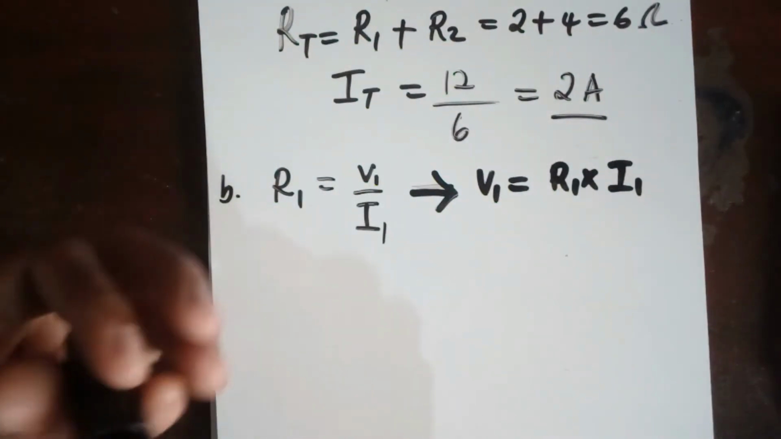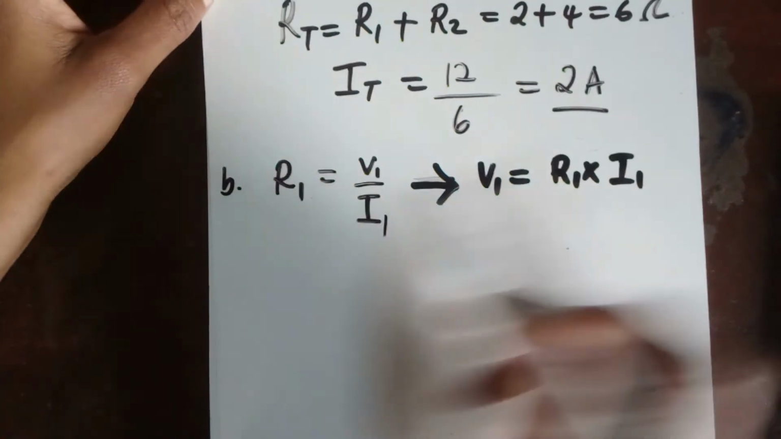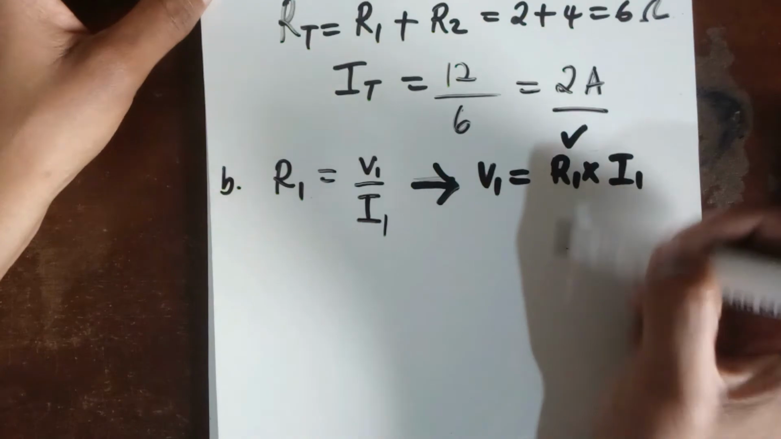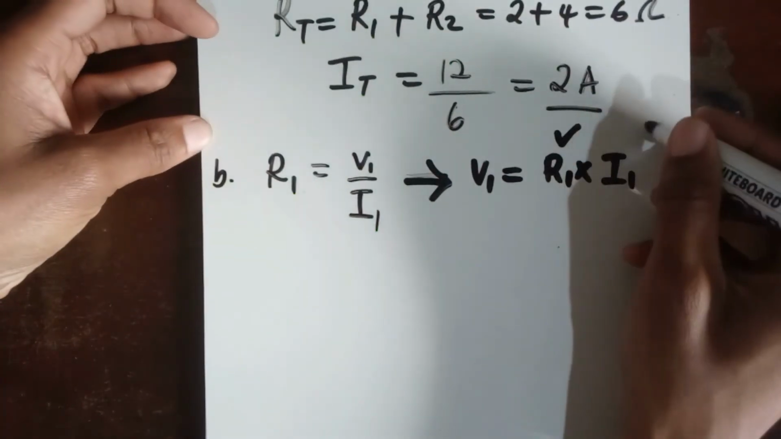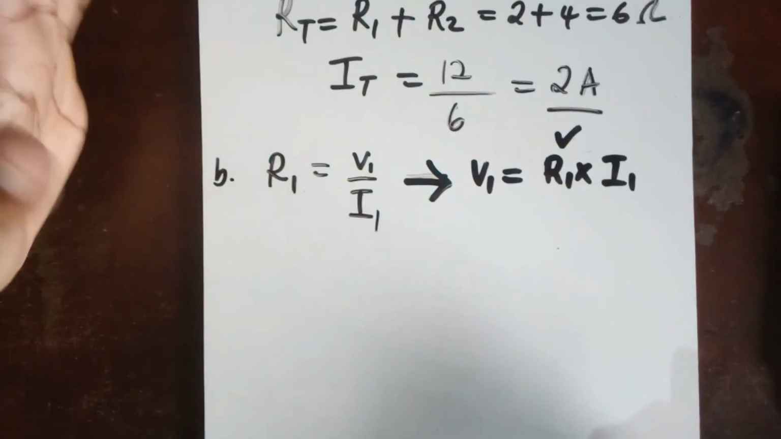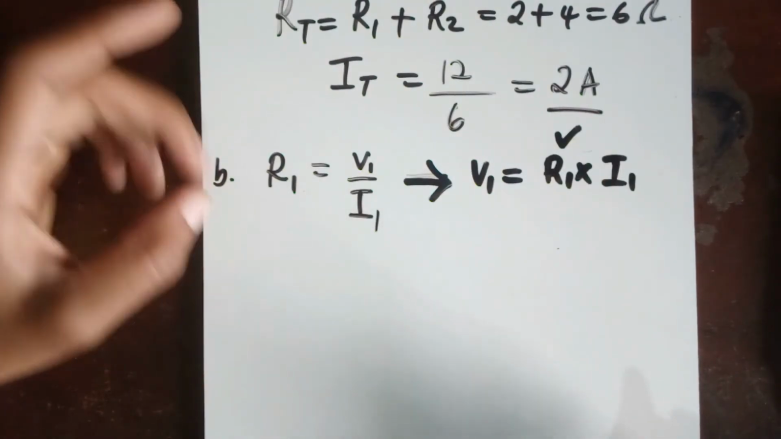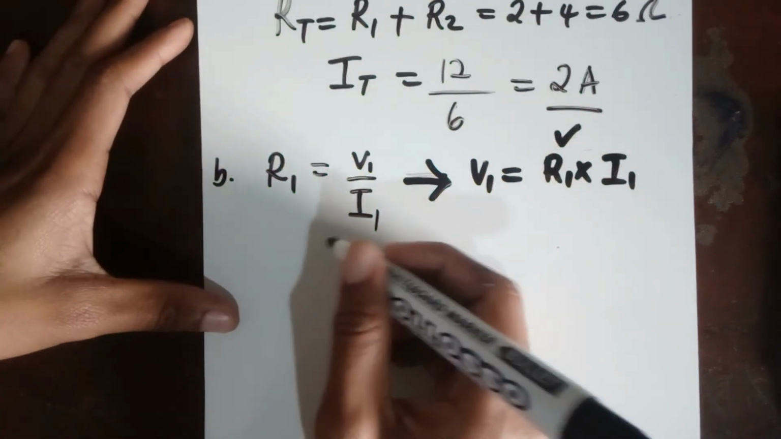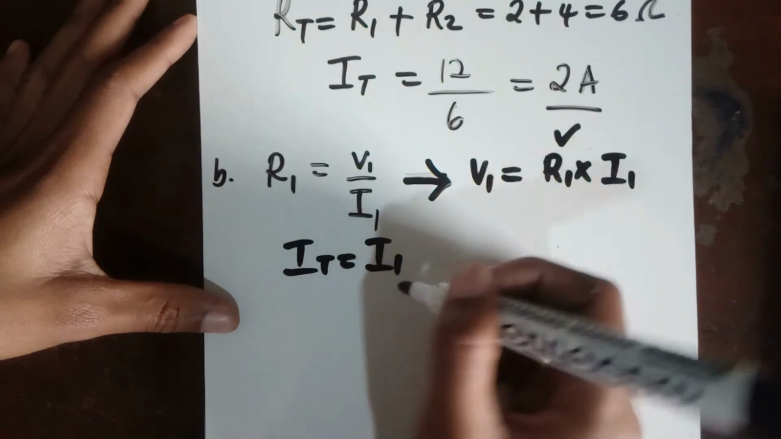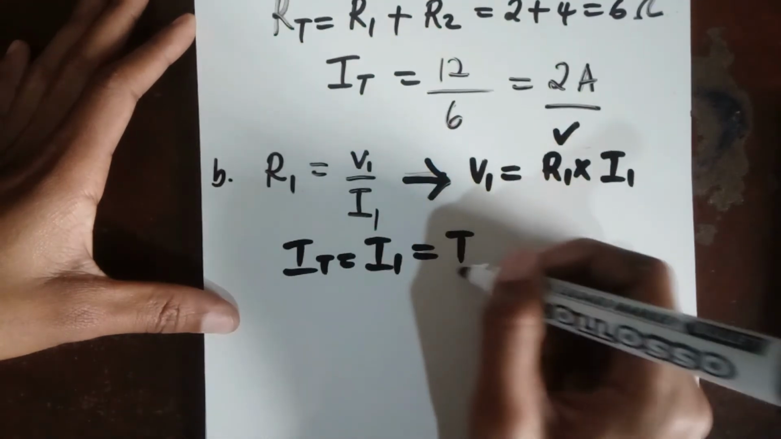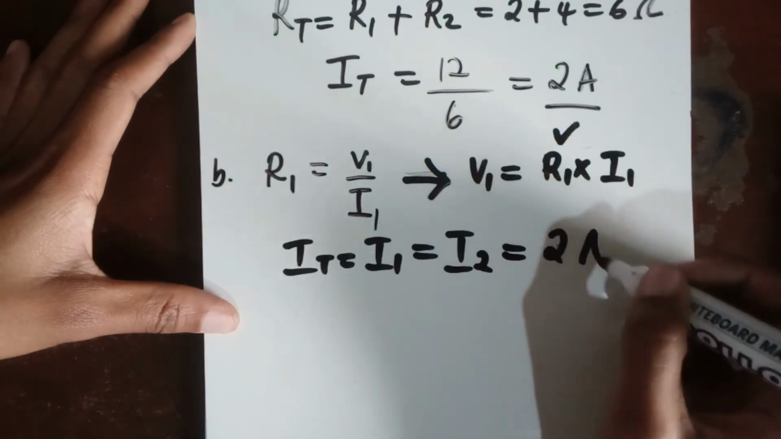Okay, so what do we know? Do we know what R1 is? Yes, we know it. It is 2 ohms from our sketch. Do we know what I1 is? In a way we do, because remember we said for resistors that are connected in series, the current is the same, meaning the total current will also be the current that flows through the first resistor, as well as the current that flows through the second resistor, which we found to be 2 amperes.